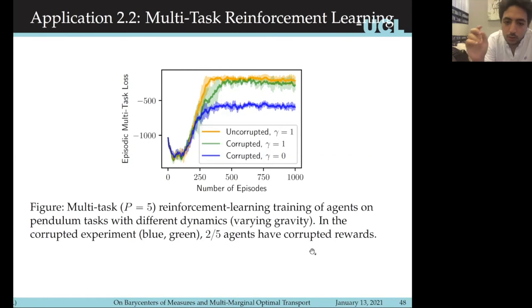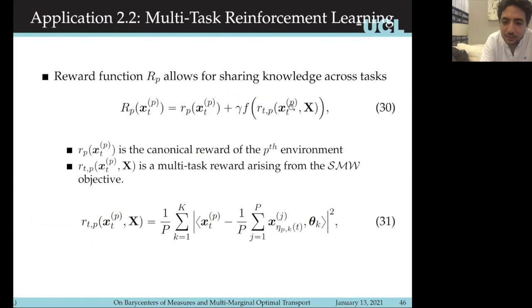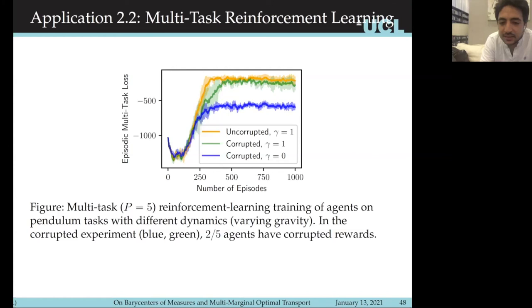When I'm going to talk about corrupted settings, it means that two out of five of the agents don't get any reward. So basically, if they are trained alone, and if we set gamma to zero, so they just get canonical rewards, they just get zero rewards and they can't learn. So what happens now in that setting is that's the corrupted setting with no regularization, so gamma equals zero. We can see that basically only three out of five agents learn, and so we get three fifths of the loss we can reach.